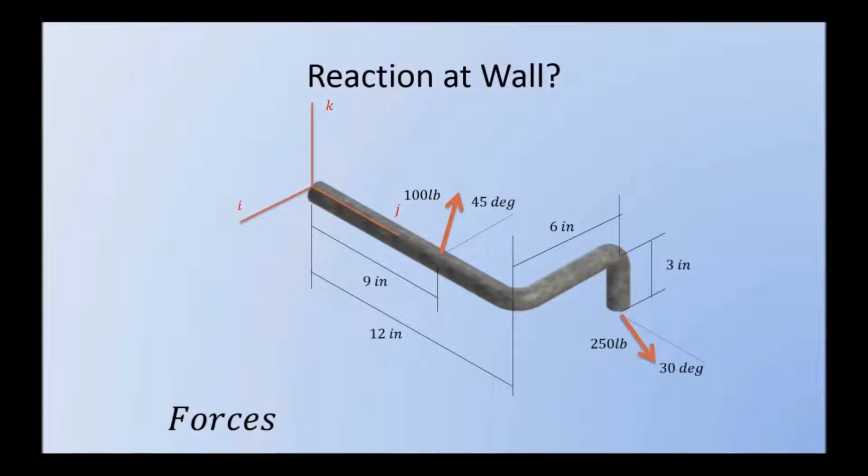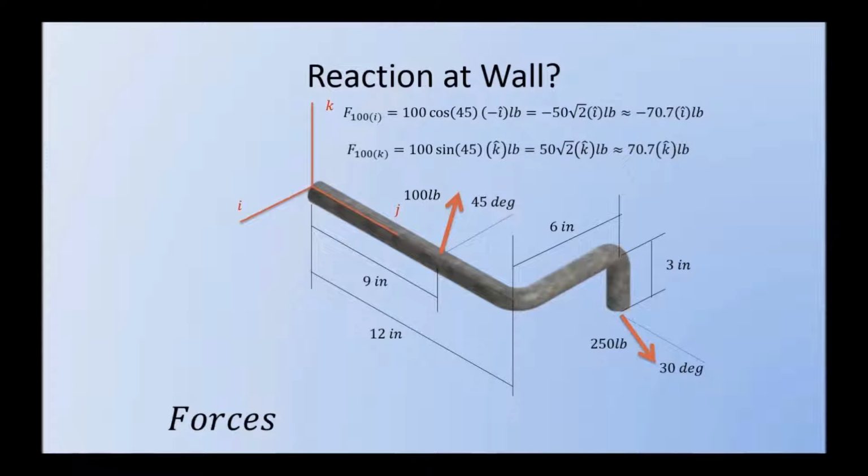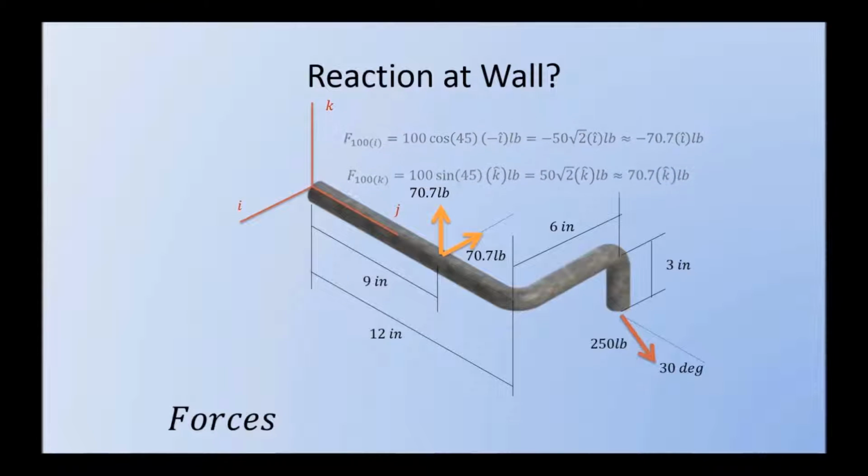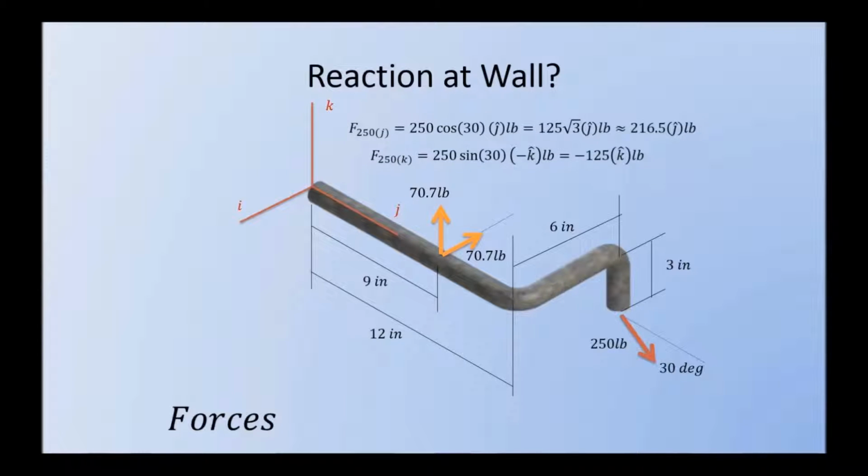Now we're going to start with the 100-pound force at 45 degrees from the I axis. So, using the cosine and sine relations, we can find that there will be a 70.7 pound force in the K direction and a 70.7 pound force in the minus I direction due to the 100-pound force. Now, we can also do this for the 250-pound force, and using the same cosine and sine relations, we find that there'll be a 216-pound force in the J direction and a 125-pound force in the minus K direction.